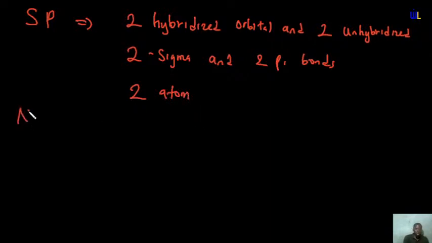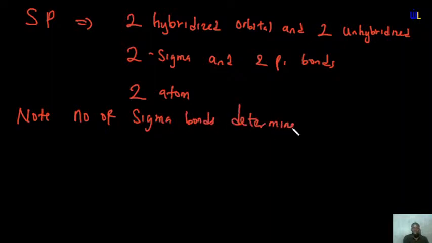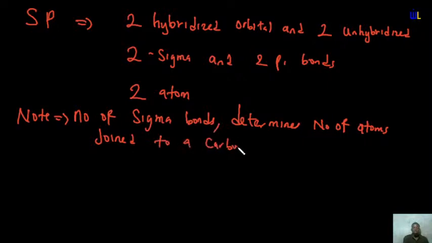Let me even put it down here. Note, number of sigma bonds determines number of atoms joined to a carbon atom. So once you have that there are 2 sigma bonds, it means that there will be 2 atoms joined. So you have that in sp, that only 2 atoms will be there.